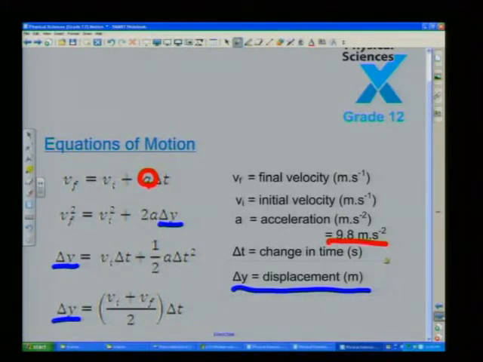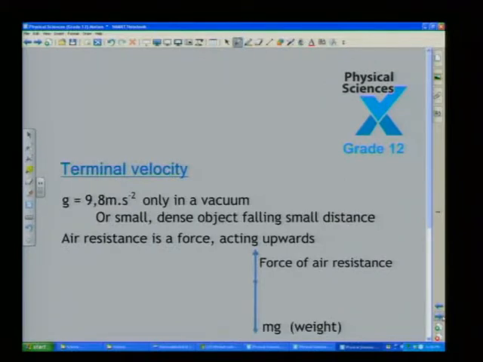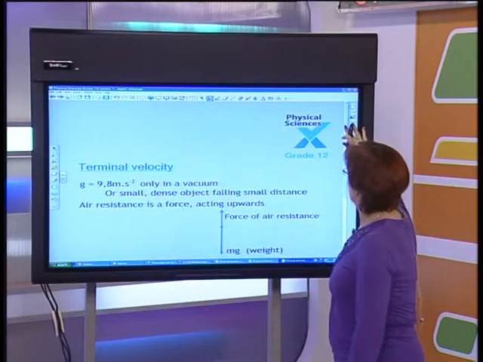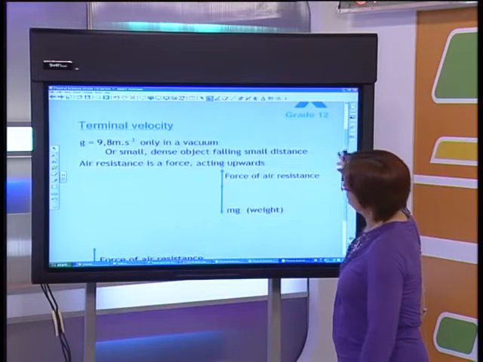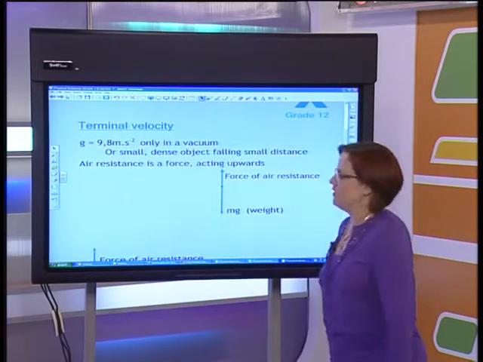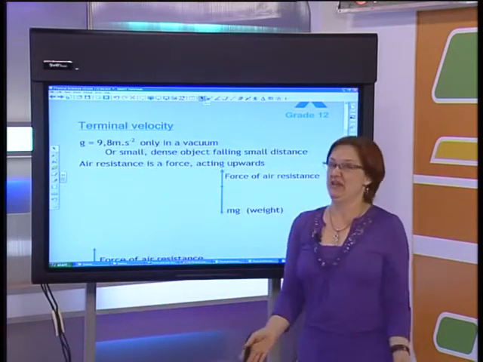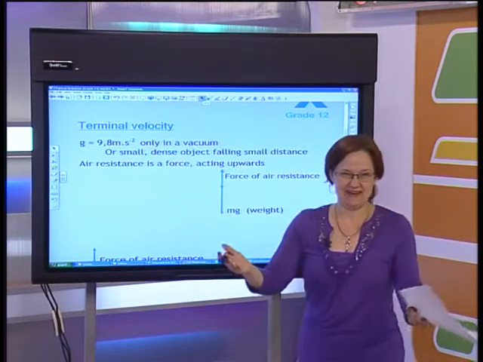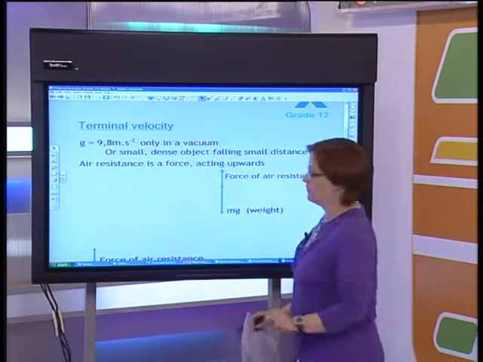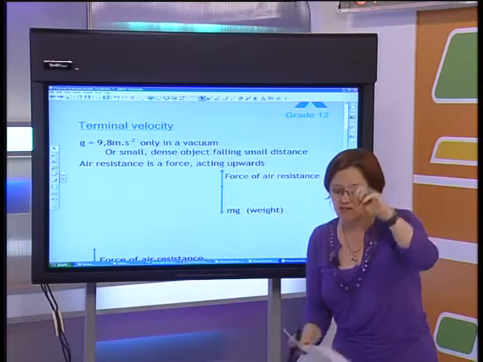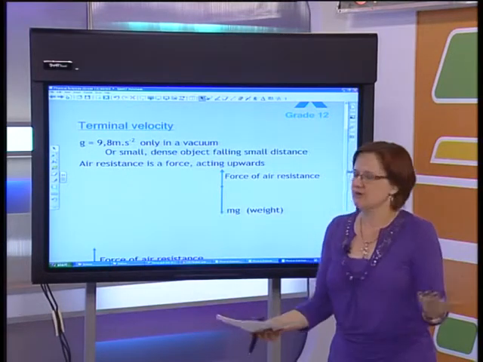Okay? Now, that brings us to a fun concept called terminal velocity. Okay? Now, terminal velocity only happens when we have air resistance, so 9.8 is only in a vacuum, okay, or for small objects covering small distances, which is what we sort of do.